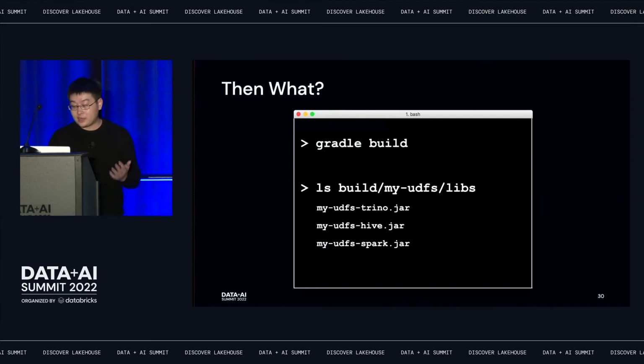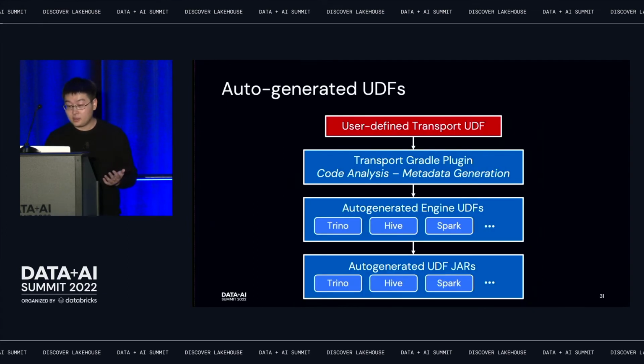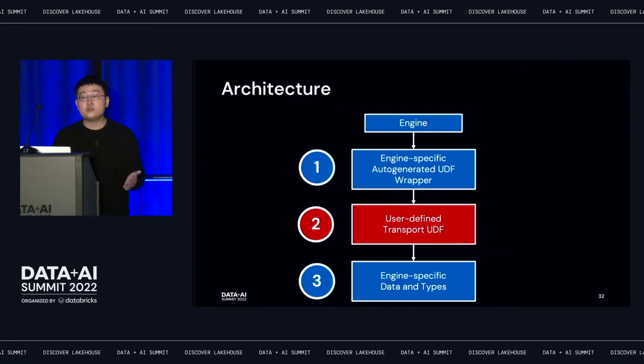Transport comes with a Gradle plugin, which will generate the UDF jars automatically, one for each engine. All users need to do is run a Gradle build, and the Transport framework will take care of everything. Behind the scenes, the Transport plugin will perform code analysis and use metadata to generate engine-specific wrappers. Those wrappers will then be compiled and packaged into the UDF jars, one for each engine. This way, the Transport UDF serves as the intermediate representation of UDF logic across engines.